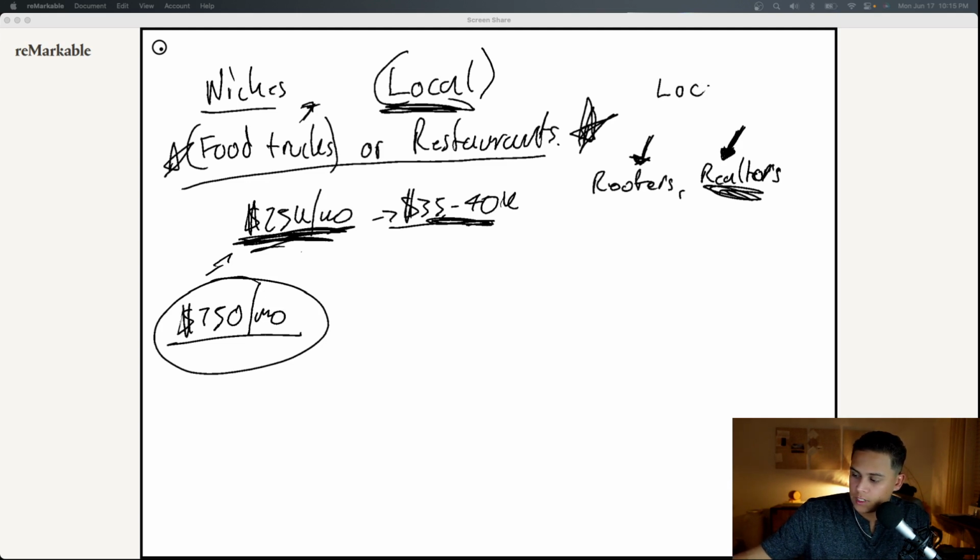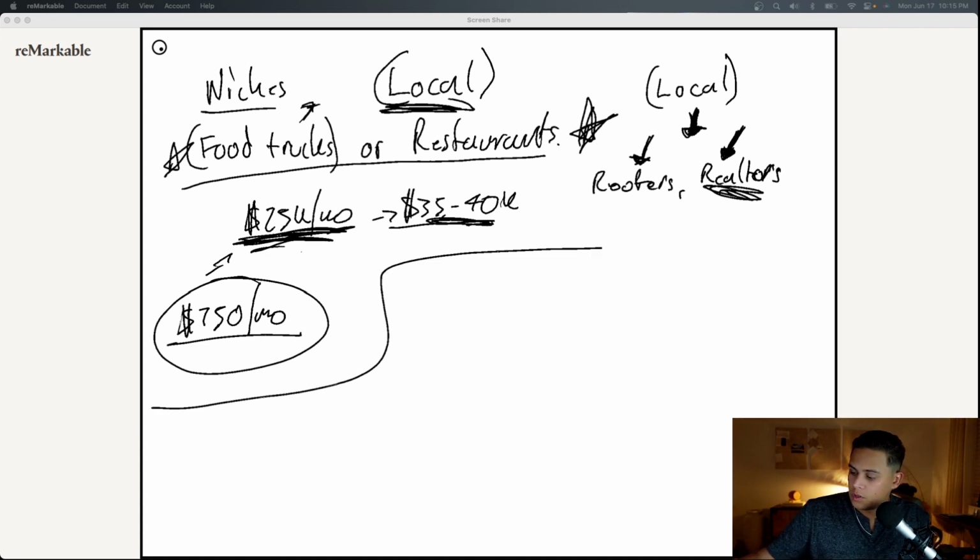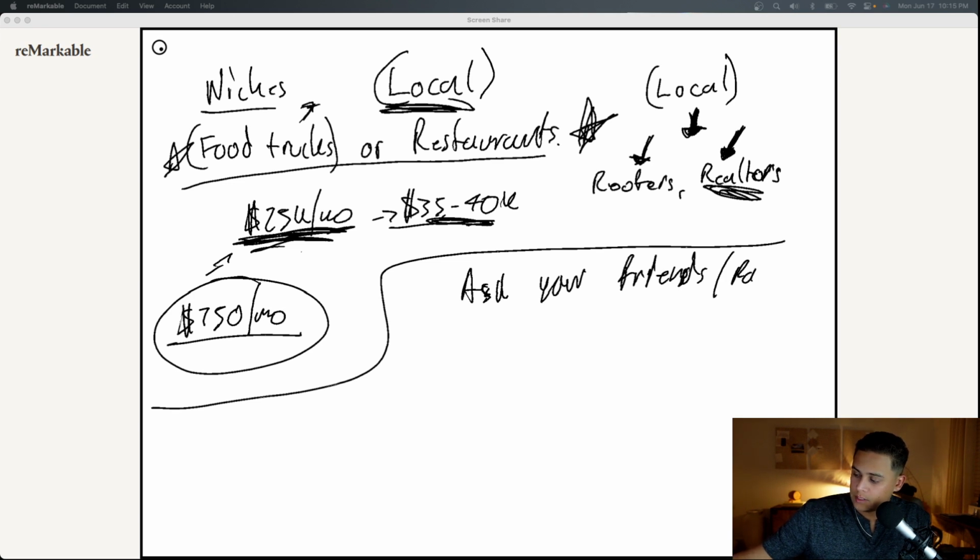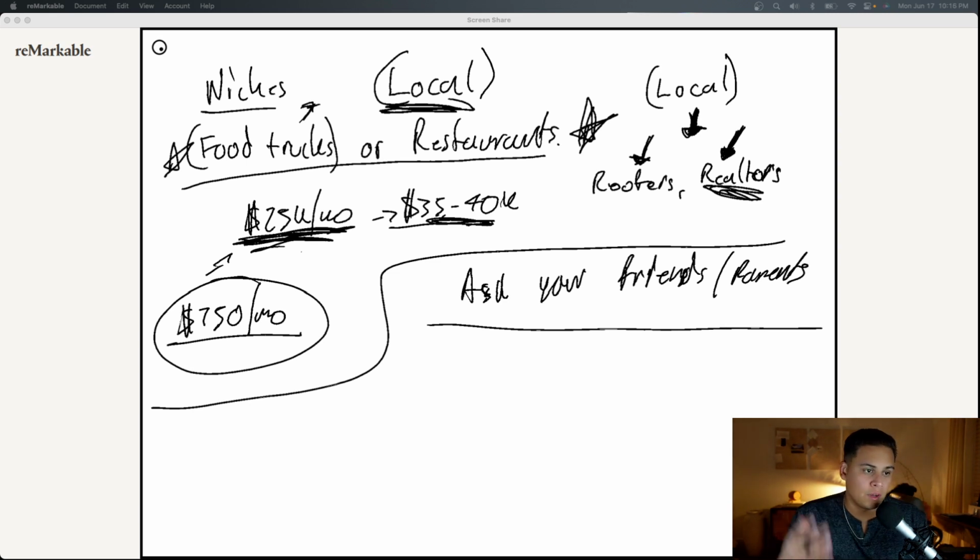And again, try to keep all of these local, so you could have regular meetings and have discussions, talk to them, manage expectations, all that stuff. You could also ask your friends and parents if they know anybody that runs a business. These are low-hanging fruit, right? Your friends and your parents, they know someone. You could have that conversation.